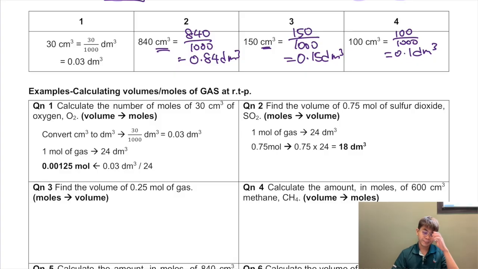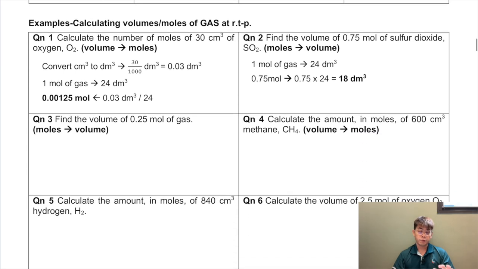Okay? So now let's go through some questions. There are always, again, a few steps. Calculate the number of moles of 30 cm cube of oxygen. Step 1, molar volume. Step 2, calculate the number of moles. But because now it's in cm cube, we must always convert to dm cube first. We check whether it's in dm cube. It's not, so I convert the 30 cm cube to dm cube. I get 0.03 dm cube.